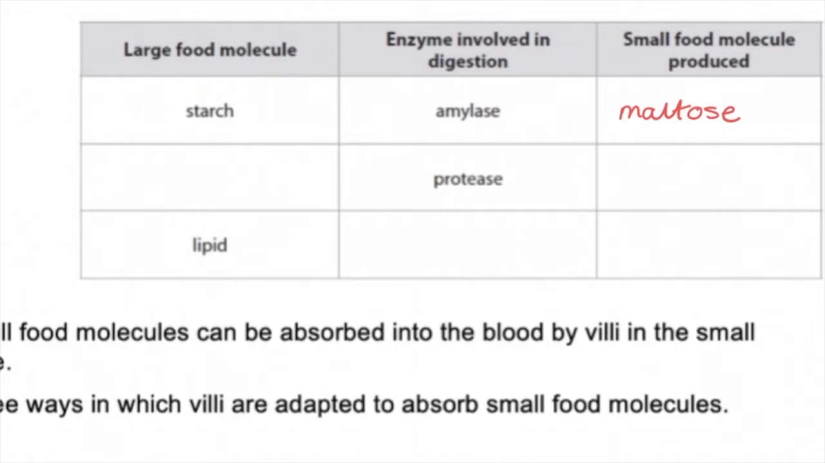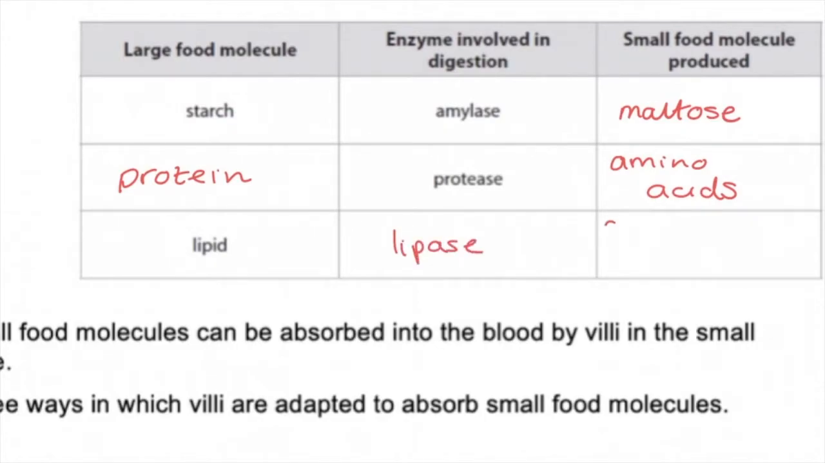The name of the enzyme protease sounds very much like the molecule it breaks down, which is protein. So this goes into the next box. And the building blocks of protein are amino acids. Finally, lipids. These are emulsified by bile, but the enzyme that carries out the chemical digestion is lipase. And there are 2 products of lipids, fatty acids and glycerol, so you should put both of these in here.